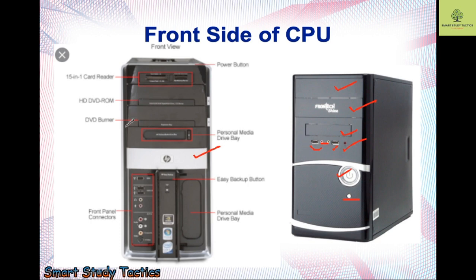Here you can see many panels are there, many features are available here. This is the latest cabinet, you can see. Okay, so the power supply button is on the top, and the card reader. Nowadays we have different card readers: SD card, mini card, micro card. So all the card readers are available here. HDD, hard disk drive, DVD-ROM here, DVD burner here. That means you can have a reader separate and a writer separate. Okay, personal media drive if you want to install some personal media. And this is the easy backup button.